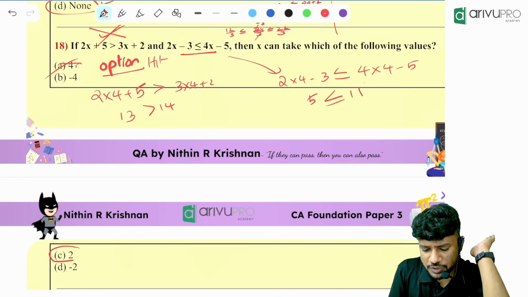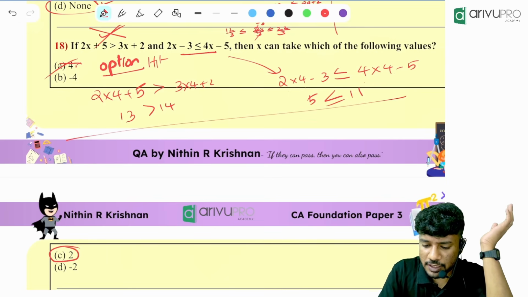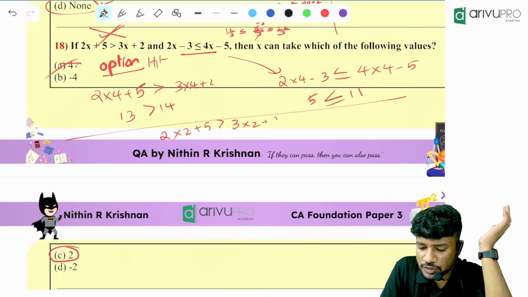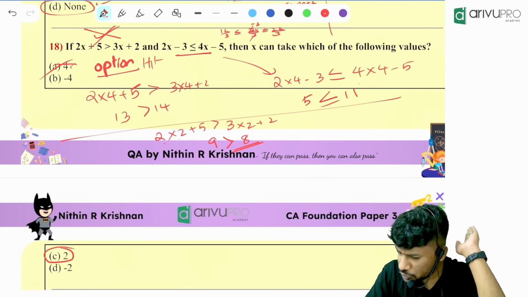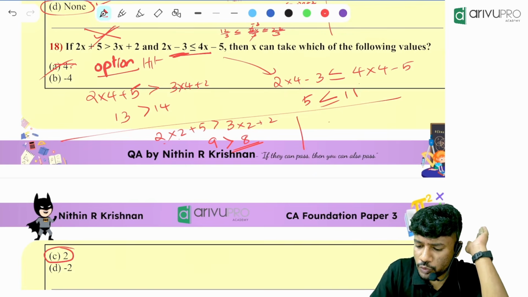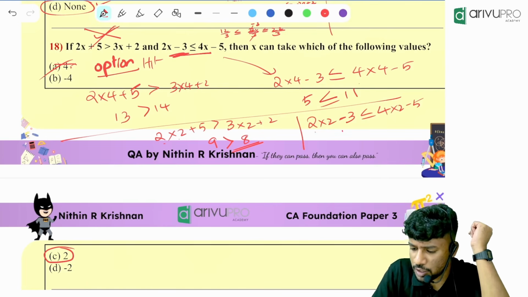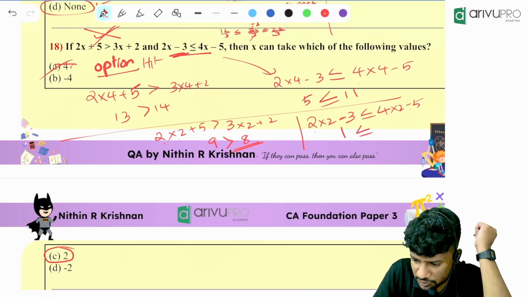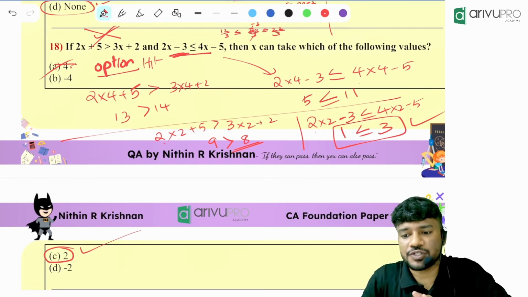Now, some people are telling option C. We will check with option C whether it's the answer or not. Try option C. That means 2 into 2 plus 5 greater than 3 into 2 plus 2. 2 into 2 is 4. 4 plus 5 is 9. Greater than 6 plus 2 is 8. That is correct. Now try the second one. 2 into 2 minus 3 less than or equal to 4 into 2 minus 5. 4 minus 3 is 1. Less than or equal to 8 minus 5 is 3. 1 less than or equal to 3. That is correct. So which option is the answer? Option C is the answer.